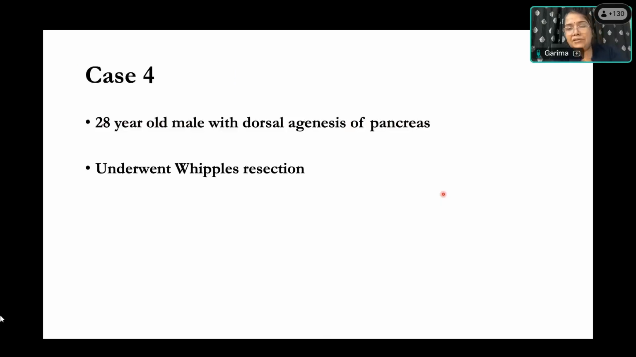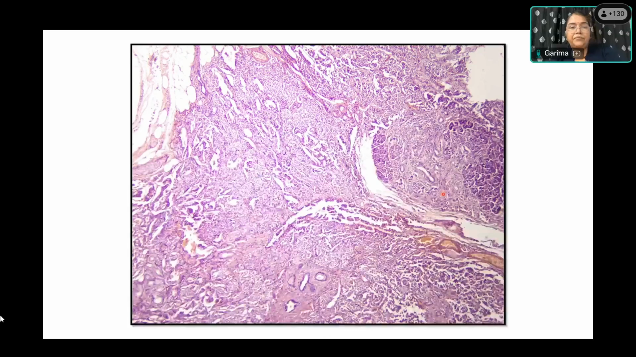Now, this is an interesting case. A 28-year-old male patient with dorsal agenesis of pancreas who underwent Whipple's resection. Can anybody tell me what you are seeing in this case? We can see normal pancreatic acini along with an underlying neoplasm, ma'am. Okay. So these are the pancreatic acini.